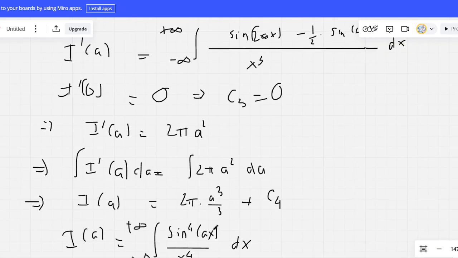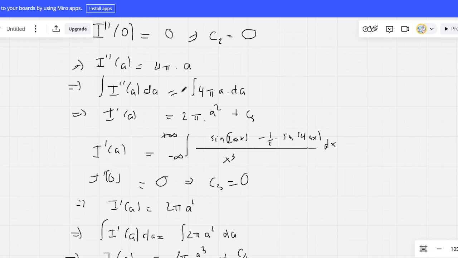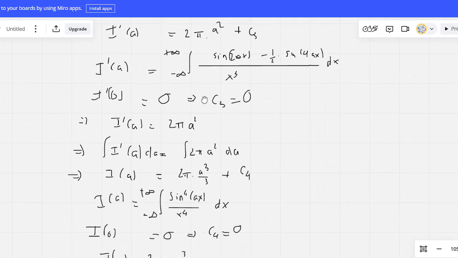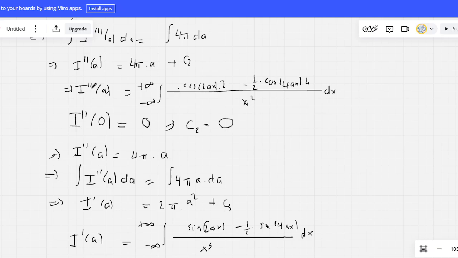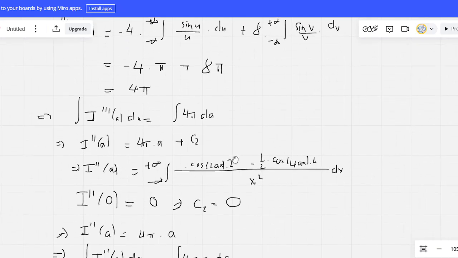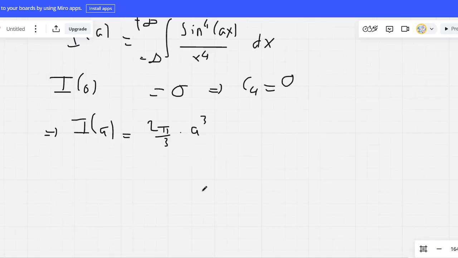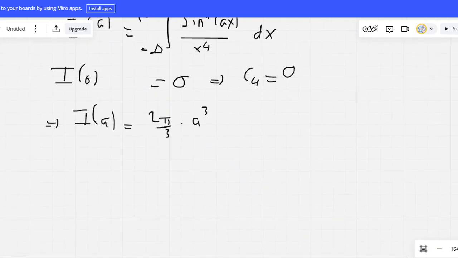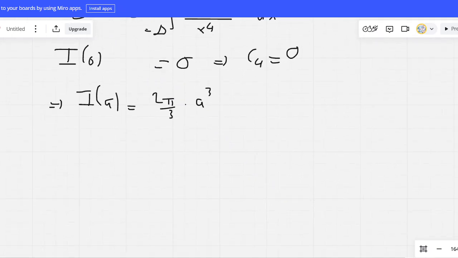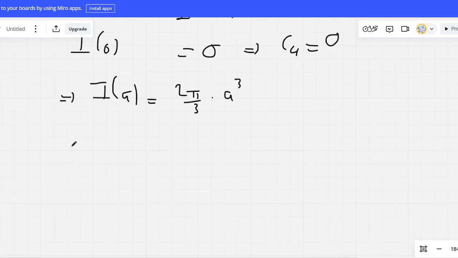I think, right? It's a cubed. Yeah, so the first derivative, basically it's 3 here, so the first one gives us a, the second one gives us a squared, and the third one gives us a cubed. Okay, that's correct. And now we can finally solve our original integral.